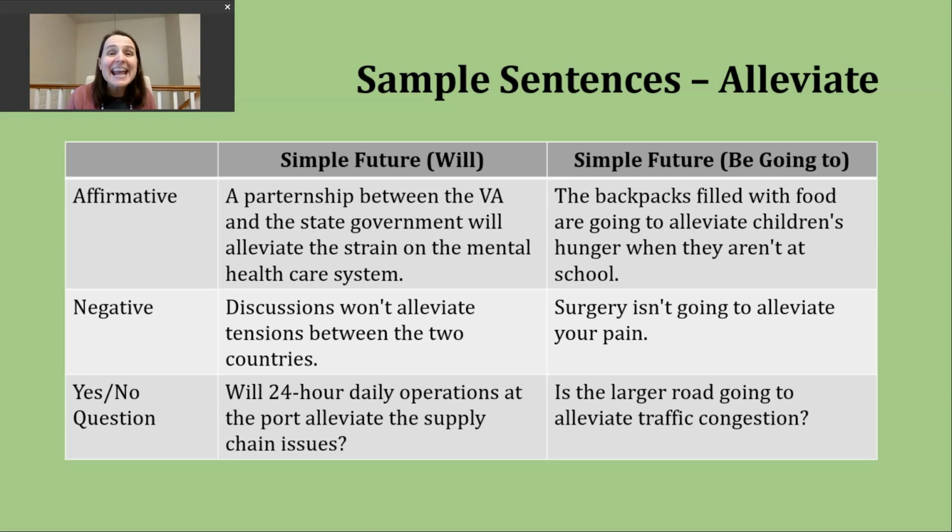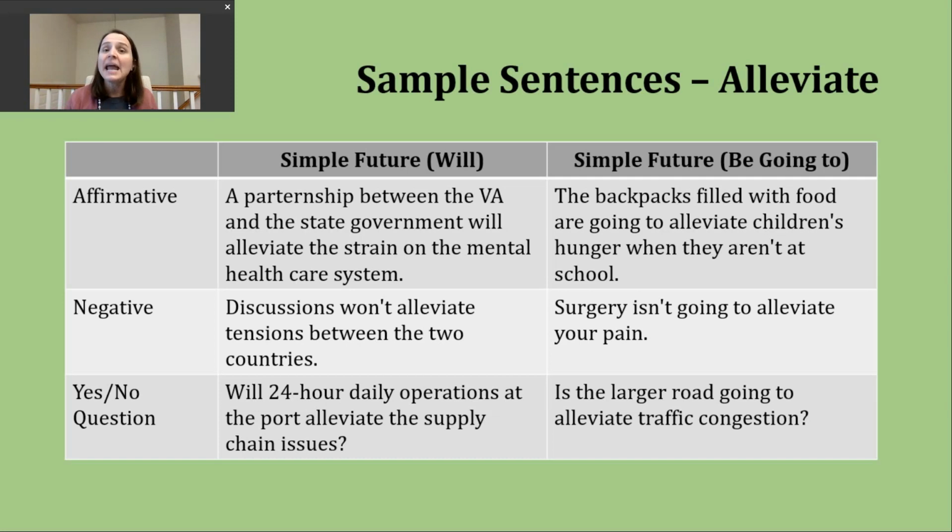Now, if you want to make a negative simple future sentence using will, you're going to use will not and then the base verb. You might hear some people use the contraction won't and then the base verb. An example: discussions won't alleviate tensions between the two countries. Okay? So I'm sure you can imagine a situation where two countries are having some type of dispute, and they're saying having meetings discussing the problems or issues are not going to make those problems go away or be less severe.